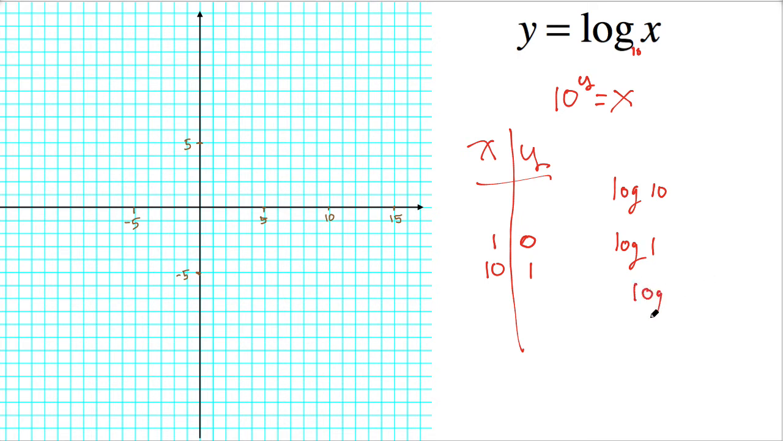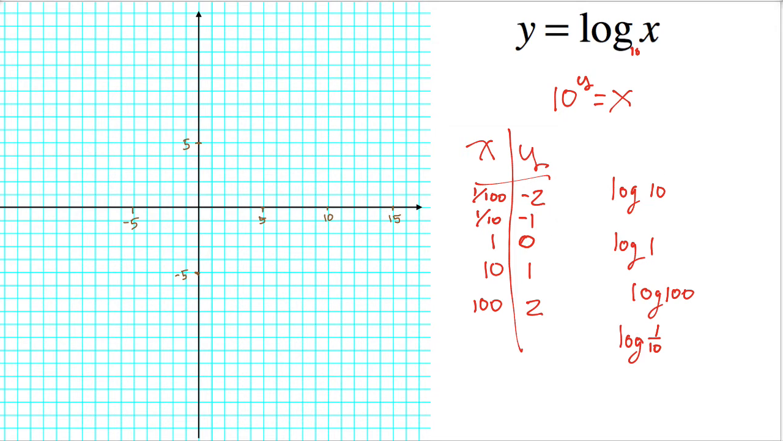How about something like log of 100? Log of 100, well again, 10 to the what is 100? That is 2. 10 squared is 100. And now we can't go in the negative direction for x, but we can go in the fractional direction. How about log of 1/10? Well, 10 to the what is 1/10? That would have to be a negative 1. And log of 1/100th is negative 2. So let's plot these on our graph.